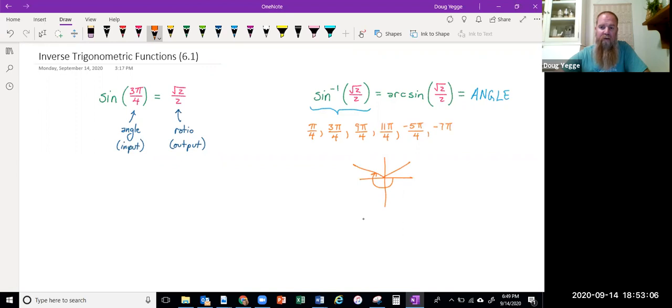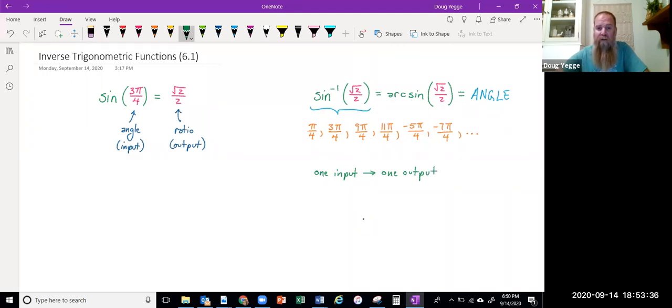So we've got an issue here because this could give us so many different choices. And at that point, it wouldn't be a function anymore. Because remember, in order for an equation to be a function, one input should yield one output. And in this case right here, the input was √2/2. The output is supposed to be an angle.